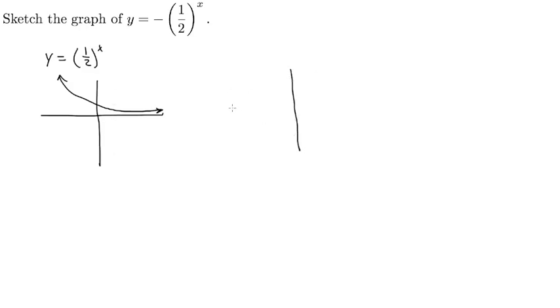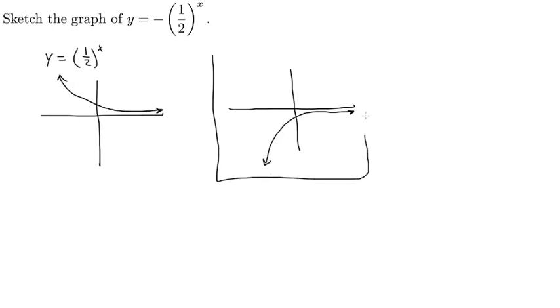So if I take my base graph and reflect it across the x-axis, let's see here, along this way I'll have my horizontal asymptote. I got closer and closer to 0 as I go to the right, but now instead of going up, I'm going to go down. So that's my final answer.